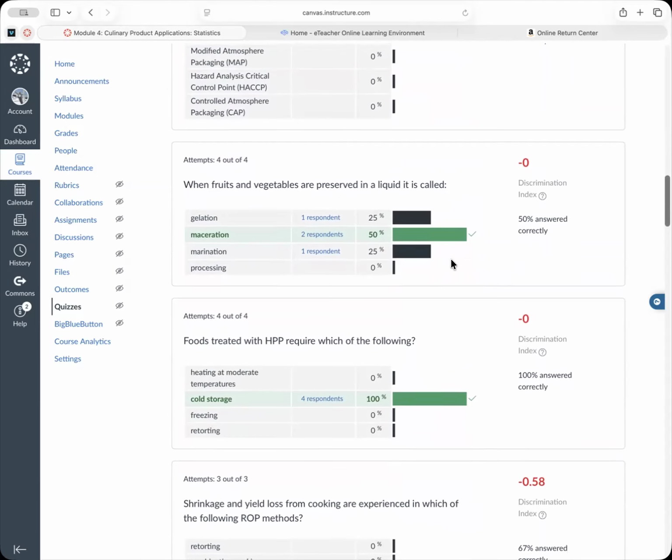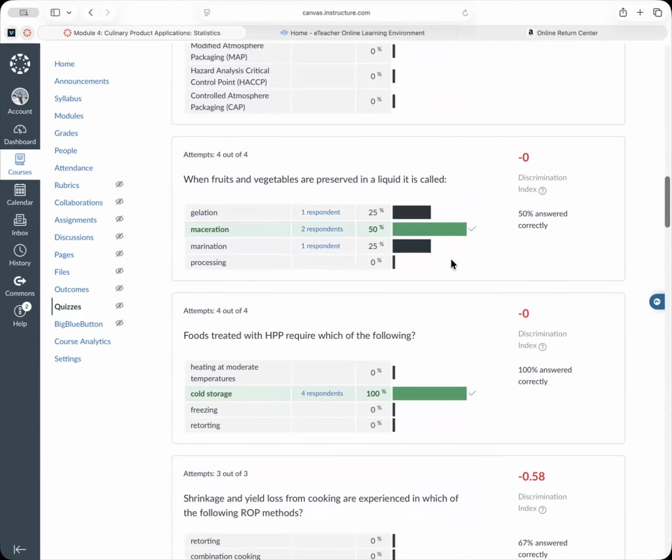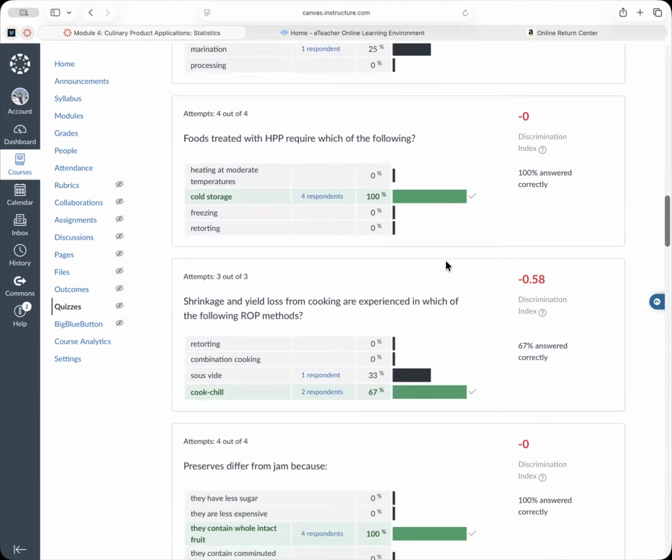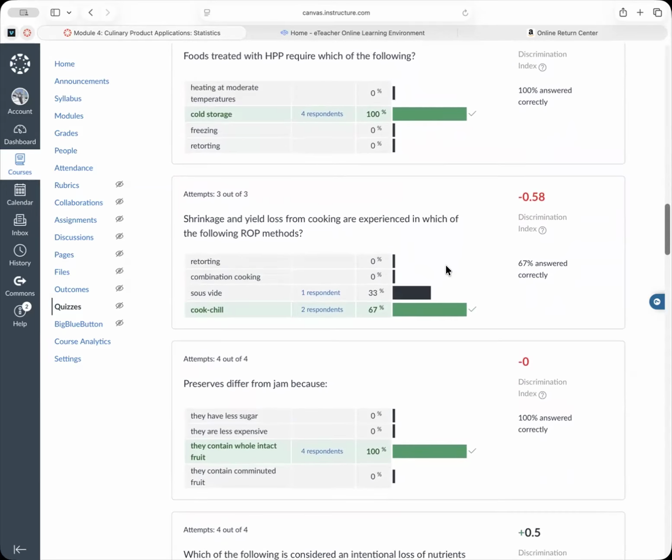So I'm not sure I gave you enough information for this one, but I was looking for maceration. When fruits and vegetables are preserved in a liquid, I guess if I'd said marinated in a liquid, that would have been better. Yes, you're going, what the hell is she talking about? So maceration we know is fruits and vegetables, and marination is meat. Maybe I'll go back and fix it.